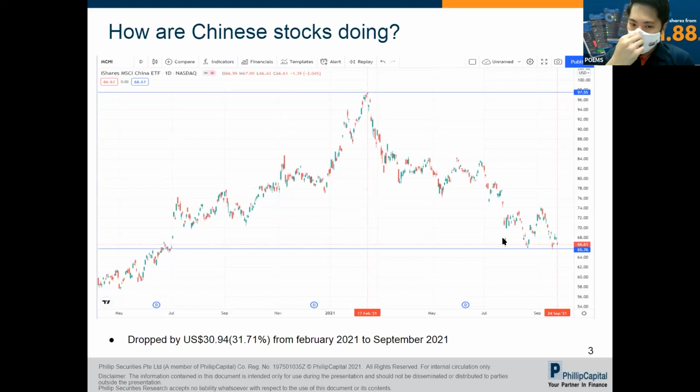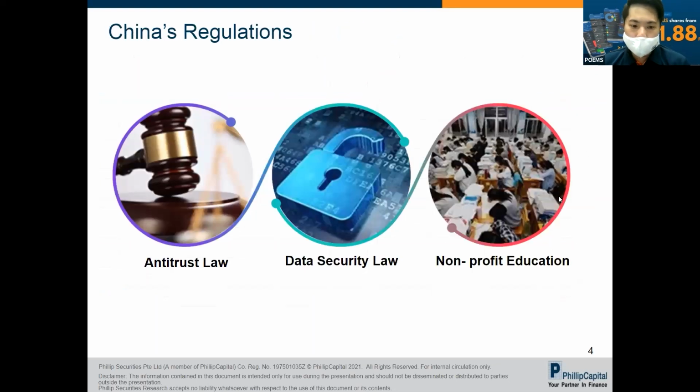So based on this chart, what we can understand is that the overall China market is in a downtrend, and what actually contributed to the downtrend was some regulation imposed by China. For today, some of the regulation that we will briefly share with you are the Antitrust Law, the Data Security Law, as well as the non-profit education regulation.